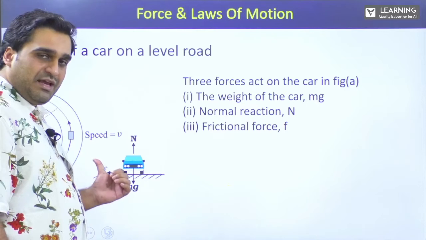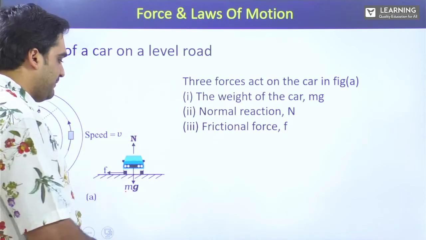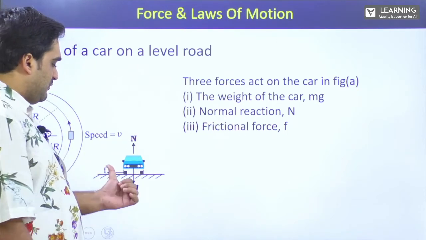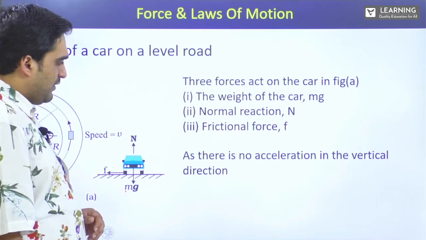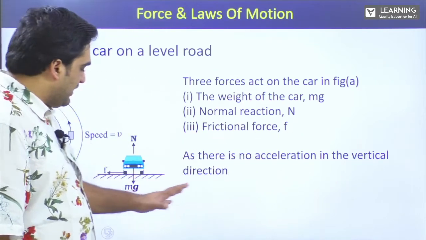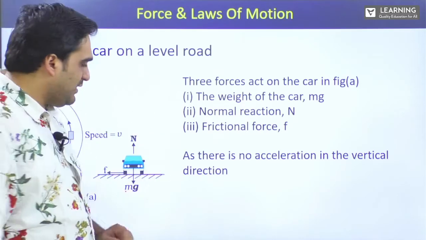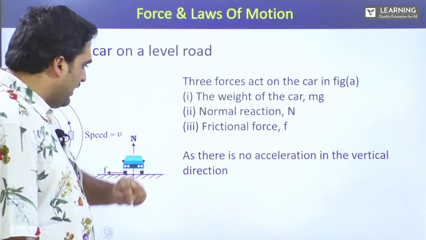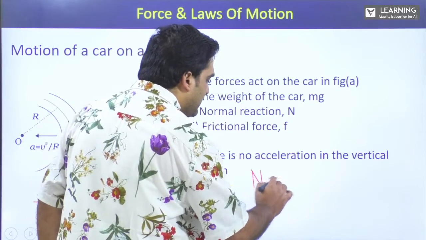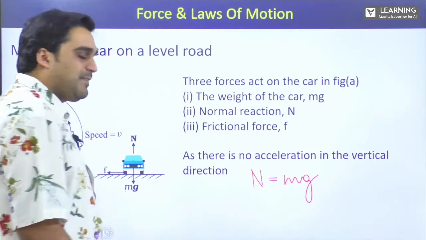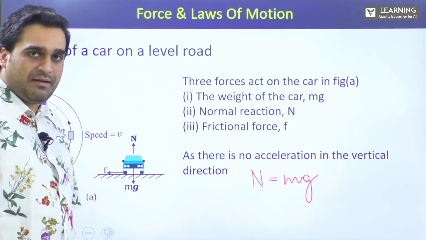That centripetal force has an impending force called the frictional force, which is given by F. So to the impending motion of a centripetal force, you have frictional force acting. Now, since there is no acceleration in the vertical direction, obviously we don't see the car moving up or down. It is only moving sideways, right? So as there is no acceleration in the vertical direction, we can state that N is equal to mg.